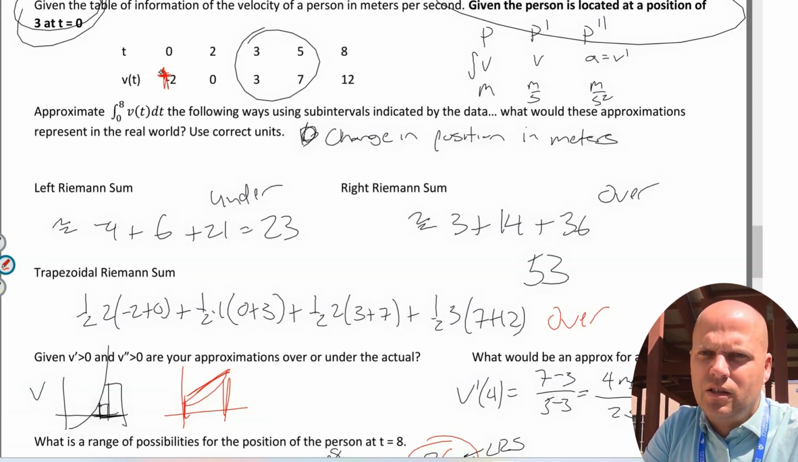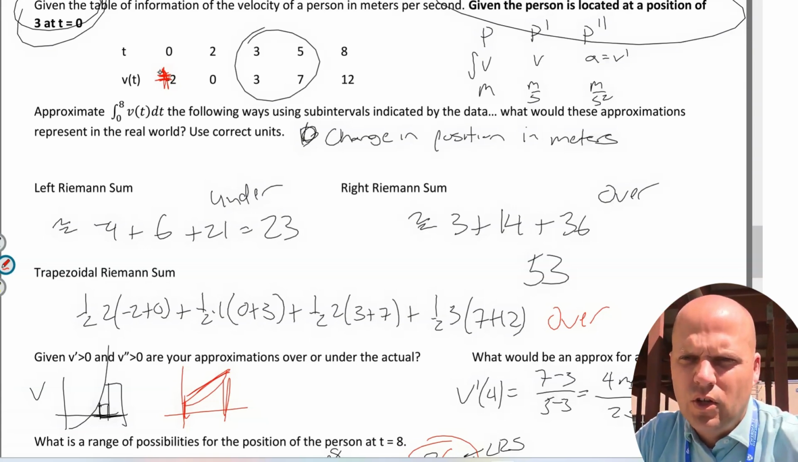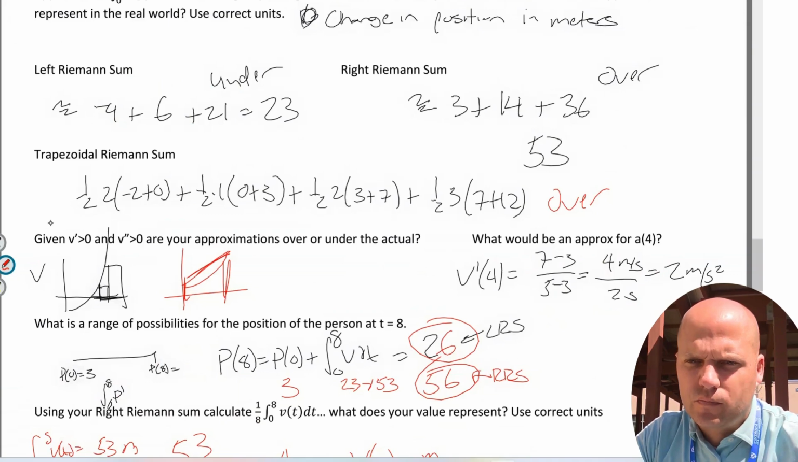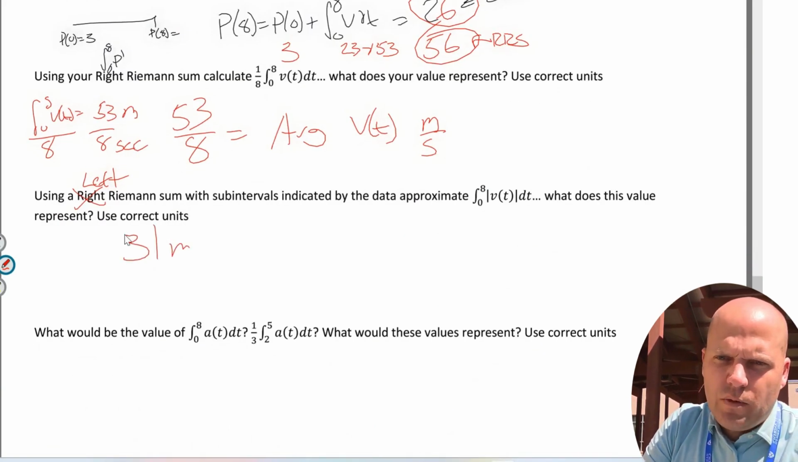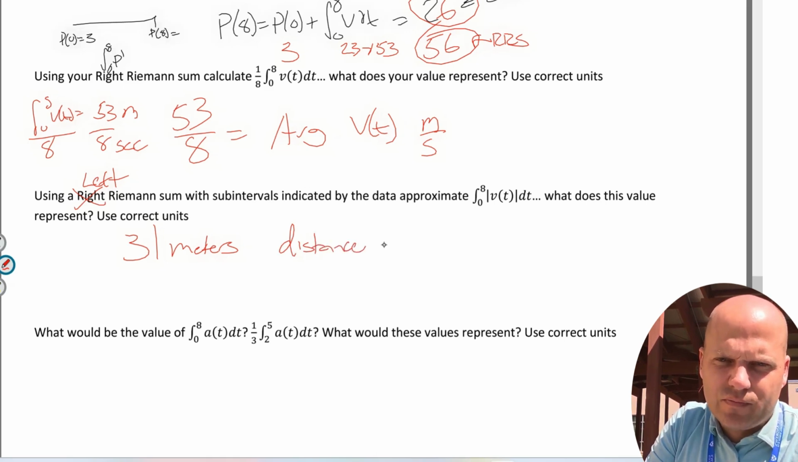Oh my gosh. So turn it to a +4 for the first interval. So 4 plus 6 plus 21 is 31. It'd be meters. What would that represent? That'd be the distance traveled. Approximation.